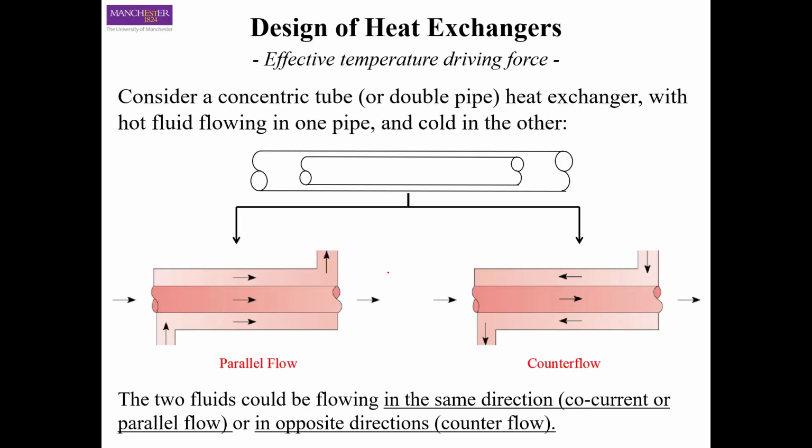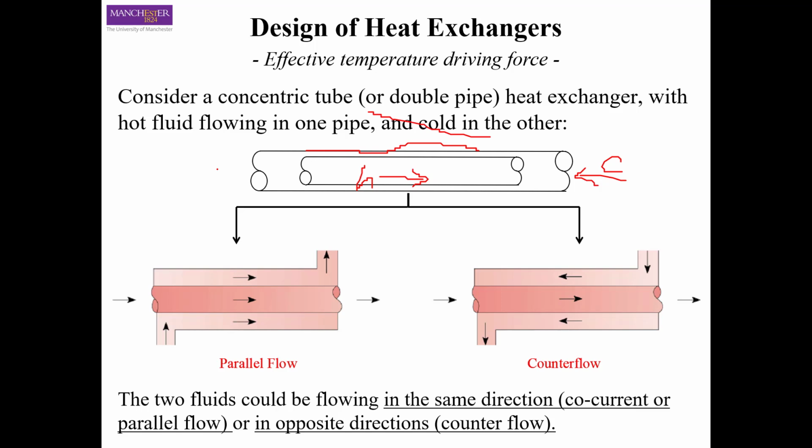Okay, so let's consider a shell and tube heat exchanger, and one of the simplest forms of shell and tube heat exchanger, that is what we call a double pipe heat exchanger. In this double pipe heat exchanger we have a tube where the fluid is flowing. Let's say the hot fluid is flowing inside the tube, and then the cold fluid is flowing outside this tube in the shell, and the two fluids exchange heat through the wall of the heat exchanger.